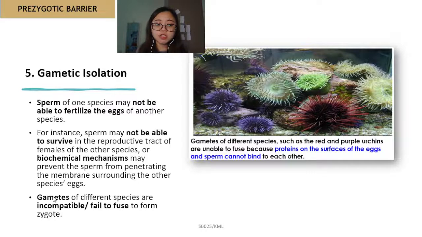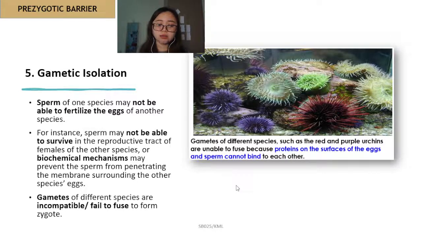The gametes of different species are incompatible or fail to fuse to form zygote. This is another reason for gametic isolation. Mungkin dia sudah berjumpa, sperm dengan ovum tu sudah berjumpa, tapi dia orang tidak dapat fuse. Dia punya nucleus tidak dapat fuse for whatever reason. So it's not going to produce a zygote.